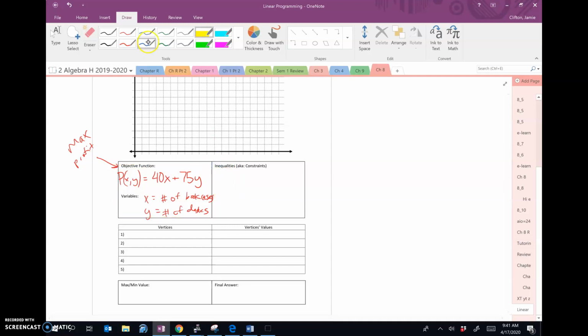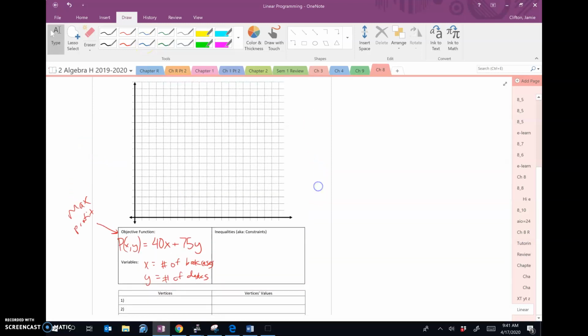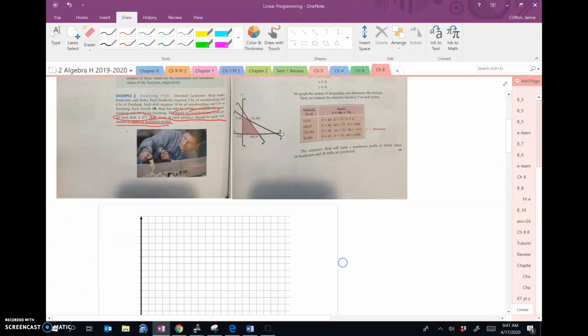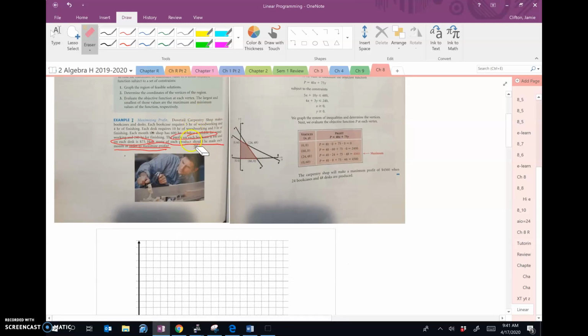What we're really going to use for most of the time here is the inequalities, aka the constraints. So what other constraints did we read about?